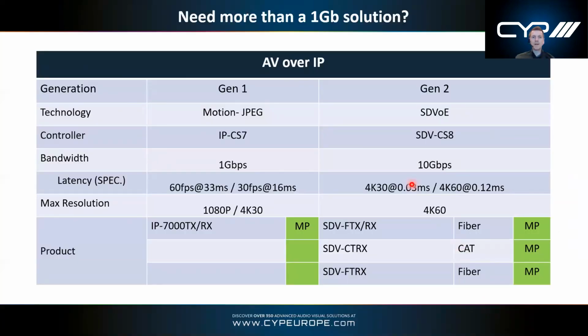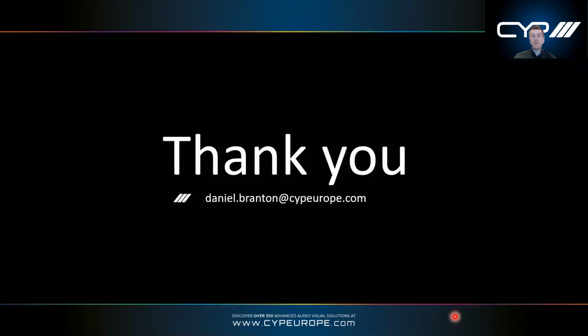Looking a bit here at a comparison, Gen 1, as we're calling it here, is the Motion JPEG IP system we've spoken about today versus the SDVoE system. So again, the key things there really, 1 gig system versus 10 gig. You will see here that the latency, of course, is less on SDVoE, so it's a faster system in terms of latency. And you can, for example, pass things like 4K HDR through the SDVoE system, whereas the Motion JPEG system that we've spoken about today would be a 3G solution, so up to 4K 60 4:2:0.